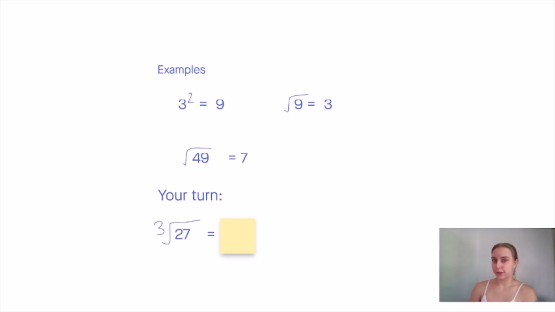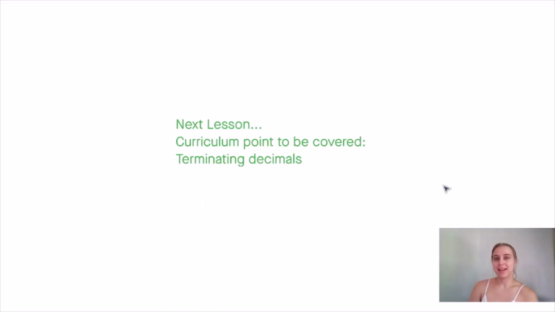Now you have a go. I've written down the cube root of 27 down here. Have a go at working out what the answer to that could be. If you pause the video and come back for the answer, what you should have gotten is 3. Because 3 cubed would give you 27. 3 times 3 gives you 9. And then 9 times 3 gives you 27. Next lesson, we're going to take a look at terminating decimals.